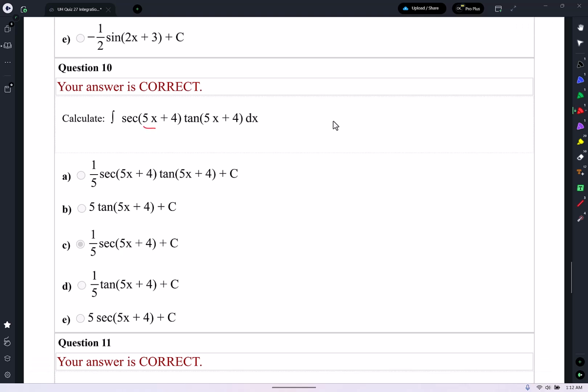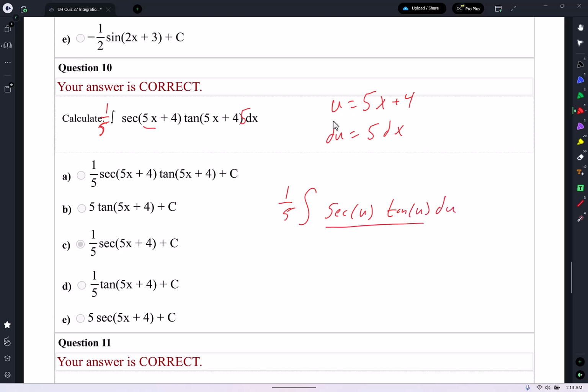You can already see it's 1 over 5 on the outside. But if you don't see it, then just do u sub. It's not a big deal, guys. With 5x plus 4, du is going to be 5 dx. I don't have a 5 dx, so put a 5, put a 1/5. So there it is, 1/5 integral secant u tan u du.